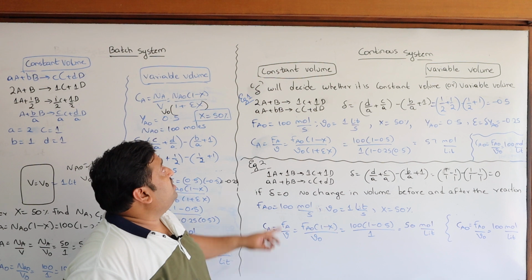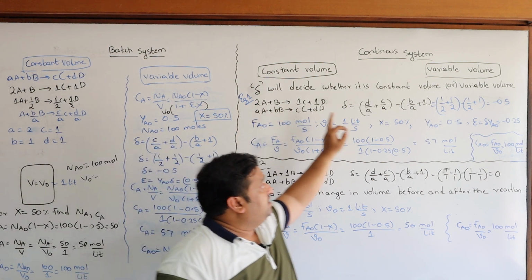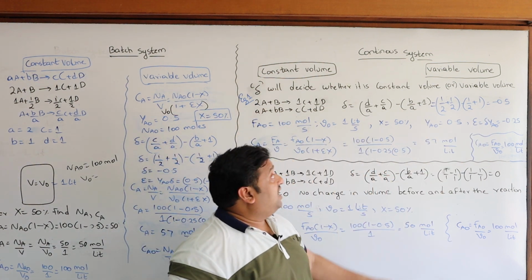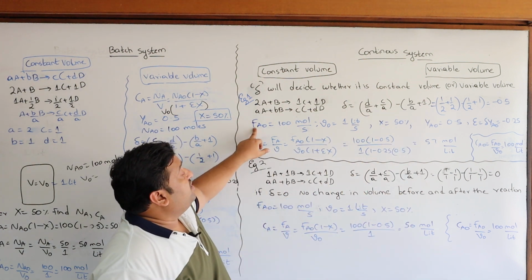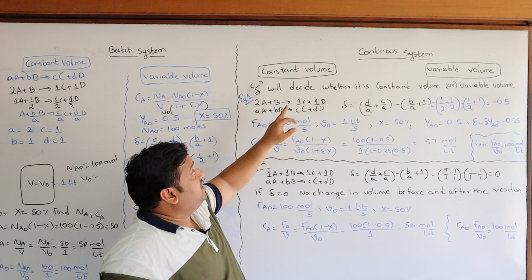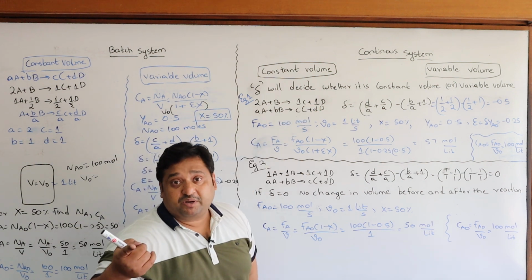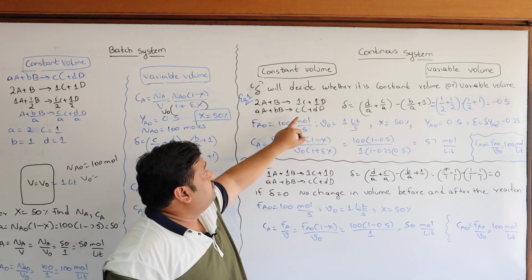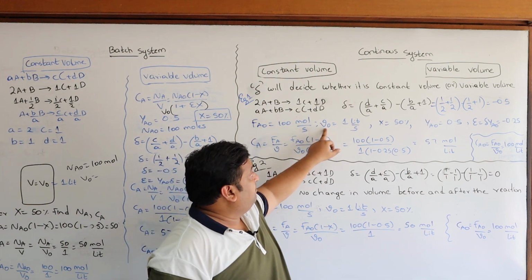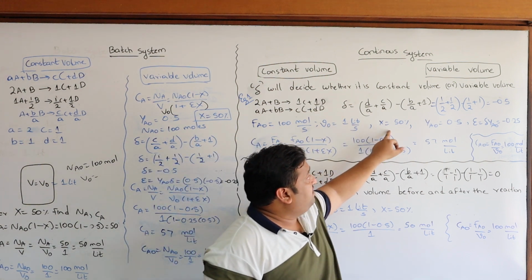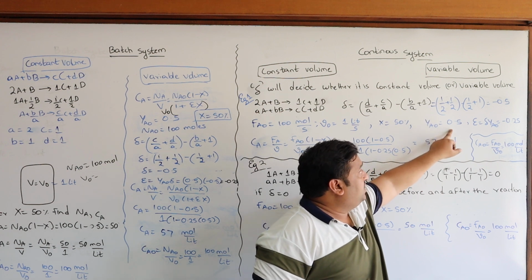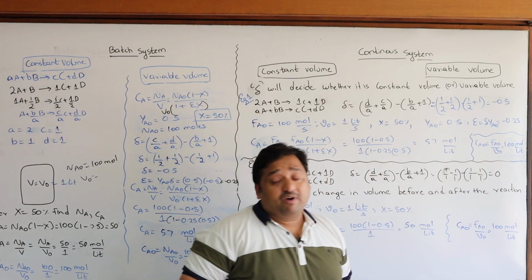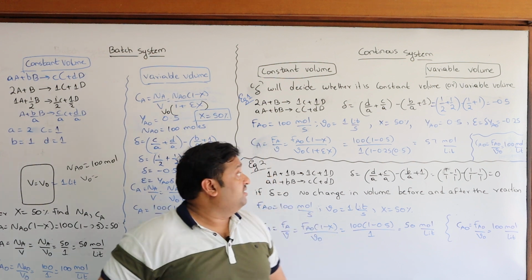So let us go for this reaction. Delta is negative, that means I have to use the formulas for variable volume systems. Given Fa0, the molar flow rate, because it is a continuous system, so everything is with respect to time: 100 moles per second, volumetric flow rate is 1 liter per second, the conversion is 50% and the mole fraction of A is 50%, then epsilon is equal to 0.25, the way we have calculated here.